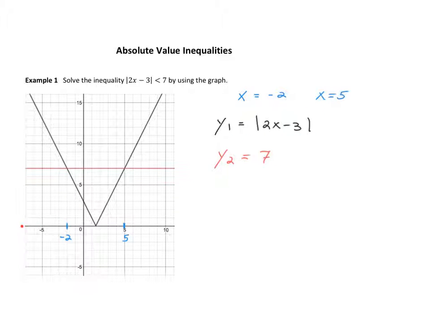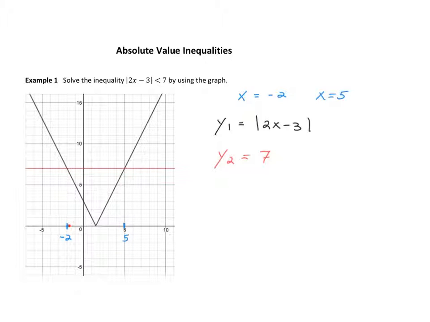So if I look over here at stuff to the left of negative 2, here's y1, and here is y2. Notice that y1 is actually above y2. That is always the case if we're to the left of negative 2. These y values are always above these. That is not what this is asking for. This is asking for the opposite. Where's this graph lower than this one?